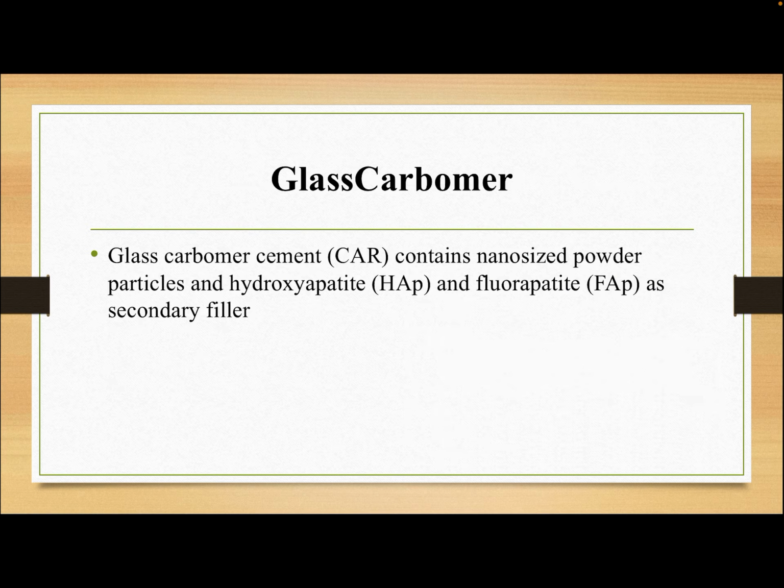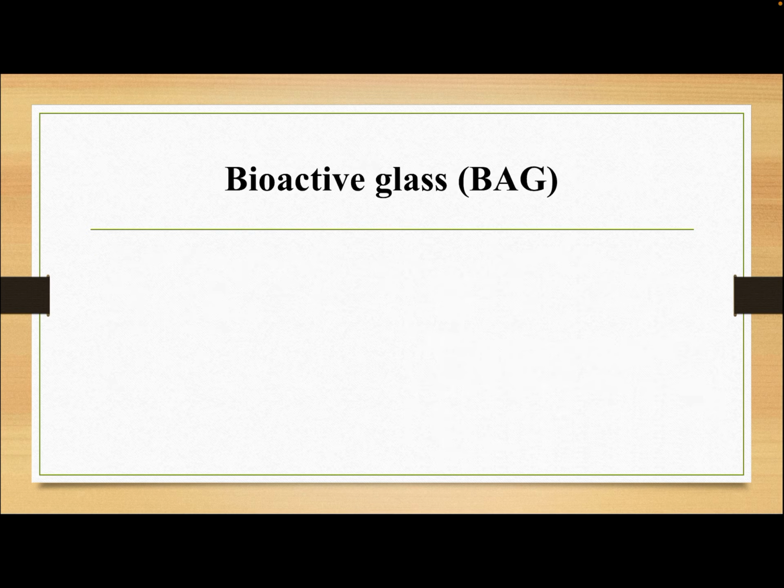Another advancement in GIC manufacturing and production is the introduction of glass carbomer, which contains nanosize powder particles and hydroxyapatite and fluoroapatite as a secondary filler. This has been introduced with claims of improved physical characteristics in comparison to that of conventional GIC.